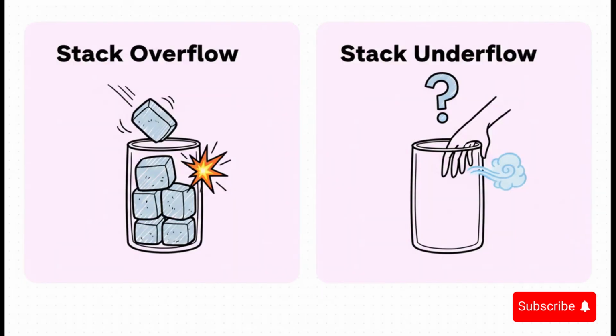Now, before we write the code for our moves, we've got to think about what could go wrong. There are 2 classic problems. First, what if our array is completely full and we try to push one more thing on? That's a stack overflow. And on the flip side, what if the stack is empty and we try to pop something off? That's a stack underflow. Any good stack implementation needs to watch out for these 2 scenarios.